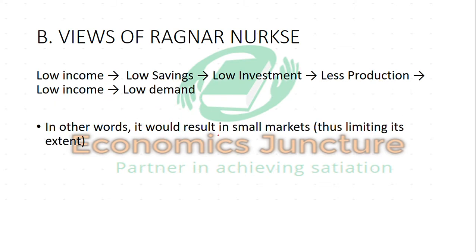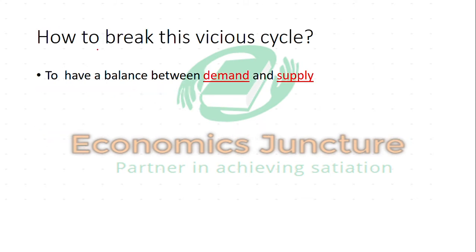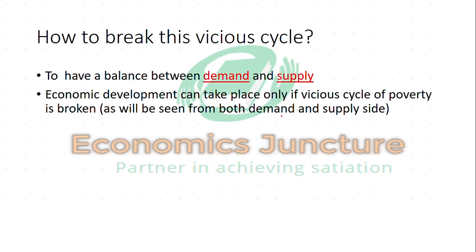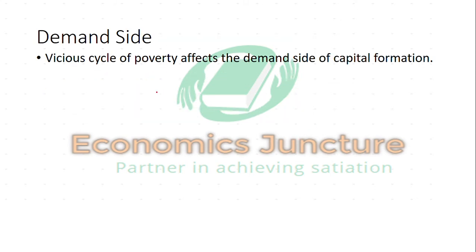So in other words, he was saying that it would result in a small market, limiting the extent of the market, right? Now, what is more important is how to break this vicious cycle. So Ragnar Nurkse explains it through both sides. He says that supply and demand, both sides, have an equal role to play and will have to strike that balance in order to get out of this vicious cycle, right? So the same thing is written. We need to see it from both the demand and supply side if the vicious cycle has to be broken.